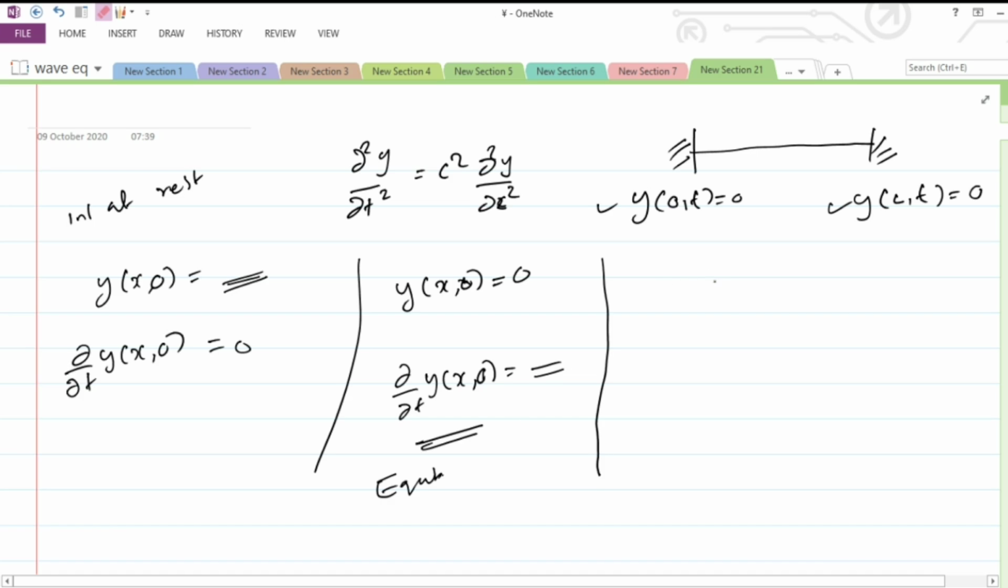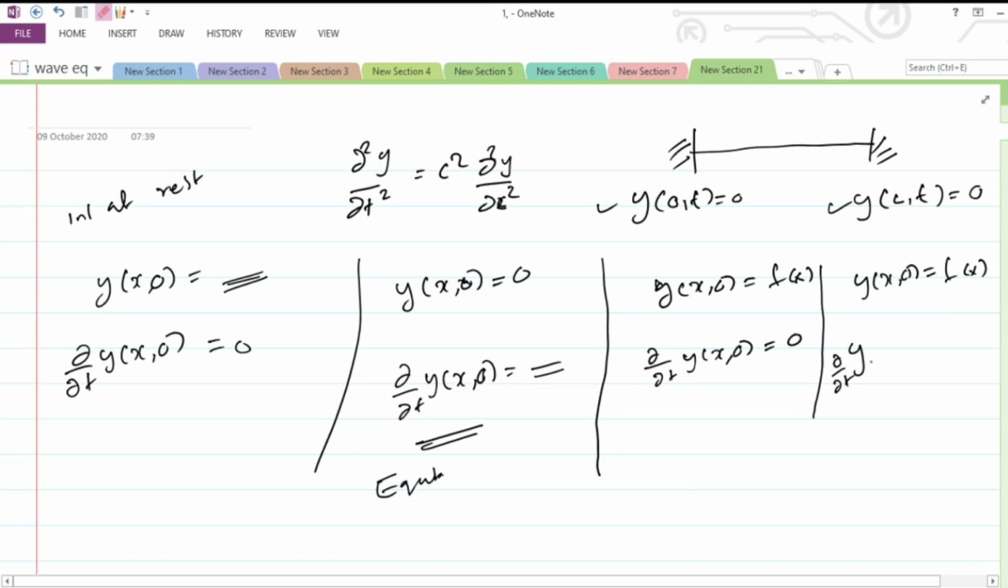And the next case is where we are provided with y of (x, 0) as some function f of x and dou by dou t of y of (x, 0) equal to 0. Similarly, the initial displacement is 0 and the initial velocity is some function. And the final case is where the initial displacement is some function and the initial velocity dou by dou t of y of (x, 0) is again some function. For all these cases we have to make sure that we know how to solve this particular wave equation.